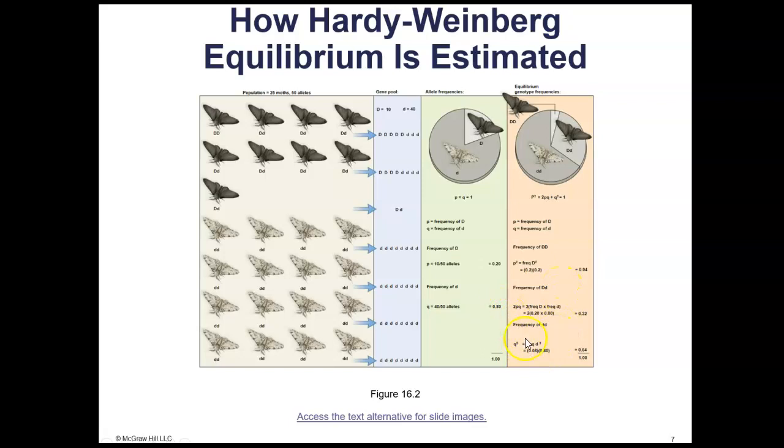And then since we know Q is 0.8, we can say 0.8 times 0.8. This gives you 0.64, and that's the frequency of the homozygous recessive individuals. So at this point in time, when this information was collected, there were more homozygous recessive, light-colored moths in the population because the Industrial Revolution had not taken them out yet.